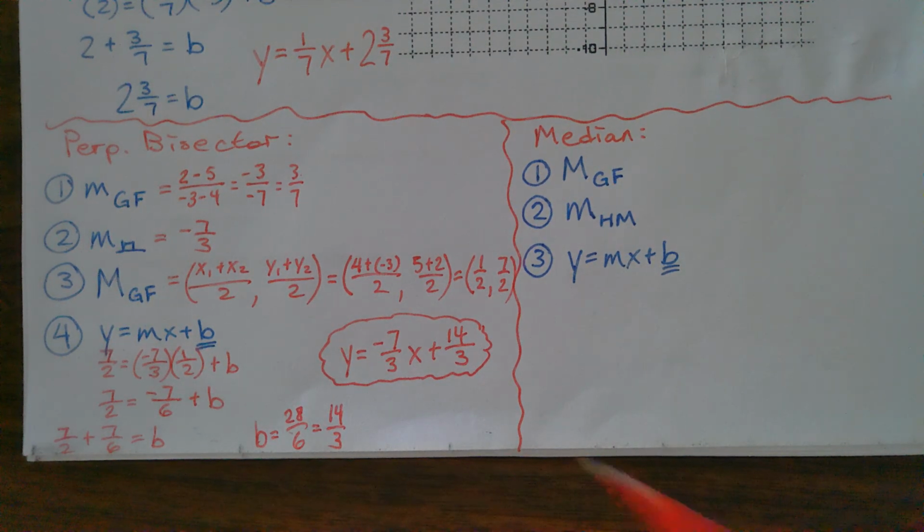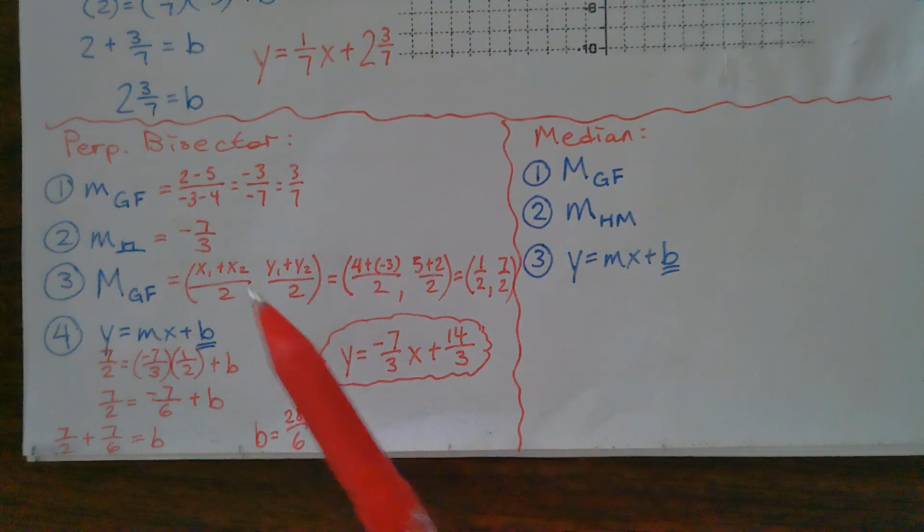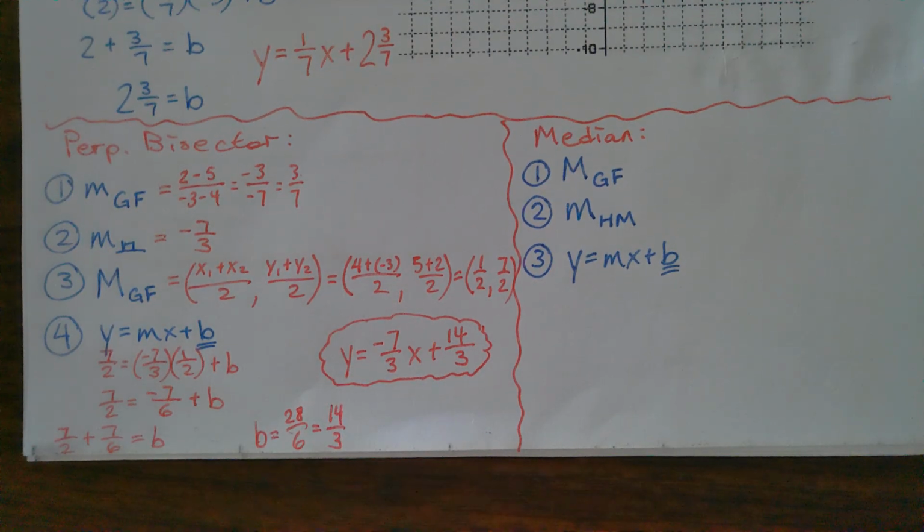Okay. How many of you got that for your equation? Perpendicular bisector. Okay. Really? What did you guys get wrong? Okay, so if you got it, good for you. There were a lot of steps involved.